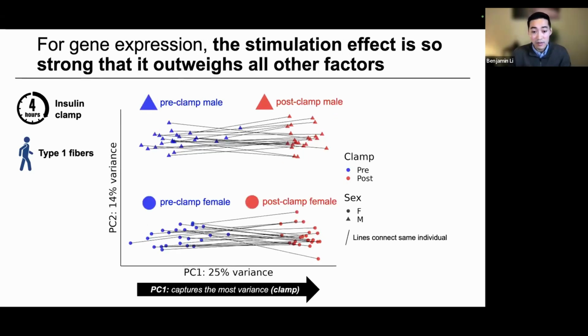And when we do the same analysis for the RNA-seq data, again, we have four clusters, but now the lines you can appreciate are oriented along the x-axis. And here, the stimulatory context effect, that clamp effect, is now actually the most important driver of variance, is the most important factor in the data that can explain the variance. Outweighing all other factors, including biological sex, which you can see here is oriented along the y-axis.